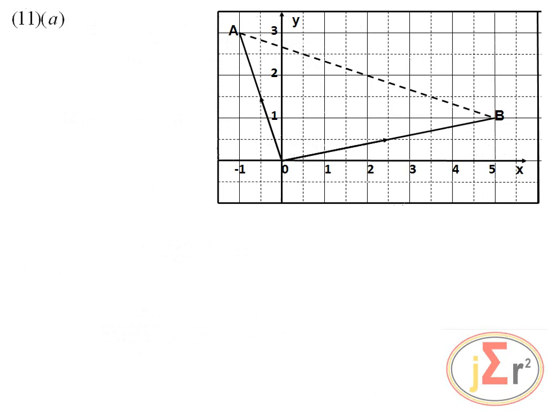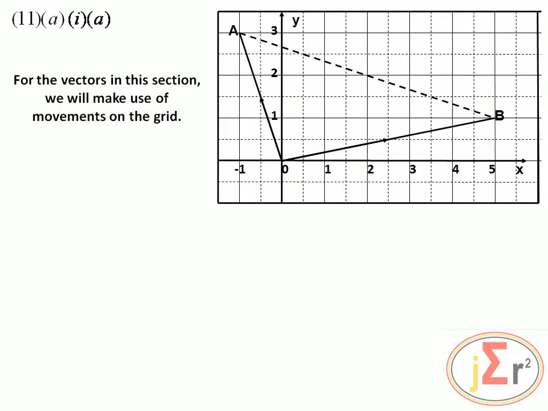There we have a setup in which we are required to solve some problems. And as soon as we have a vector problem with a grid, we know that our work is greatly simplified. For the vectors in this section, we will make use of movements on the grid. That is what we are making use of: movement on the grids, because the grid is present and that makes our work easier.